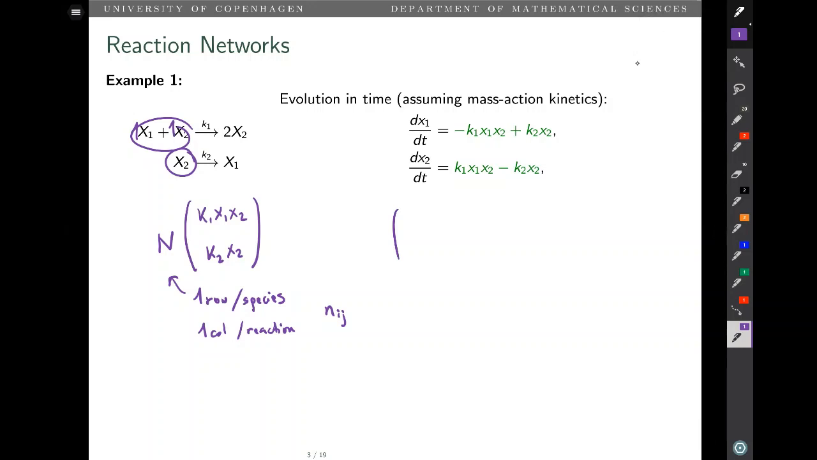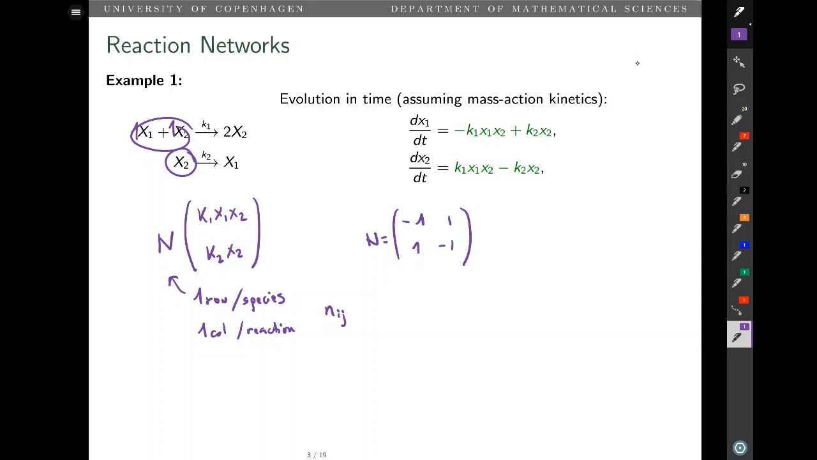First species, first reaction. Well, I start with 1 x1, and then in the product I have no x1, so I lose 1. And in this same reaction, so the same column, for x2, I win 1 x2, right? I start with 1 and I get 2, so I win 1. And for the second reaction, it's the other way around. I lose 1 x2 and I gain 1 x1. So this is my matrix N. And if I multiply by my vector of monomials, I get exactly the system that I have above.